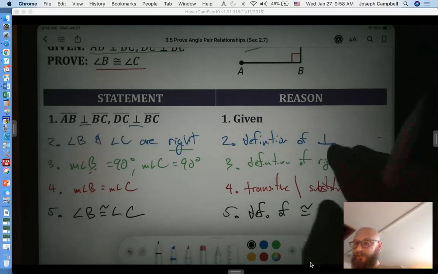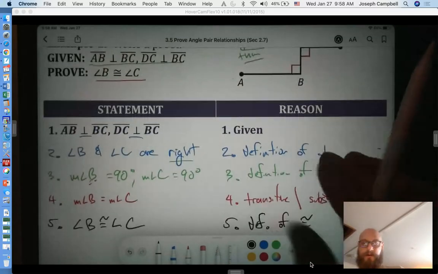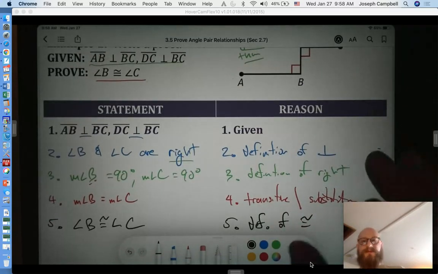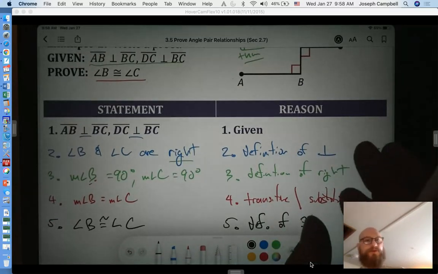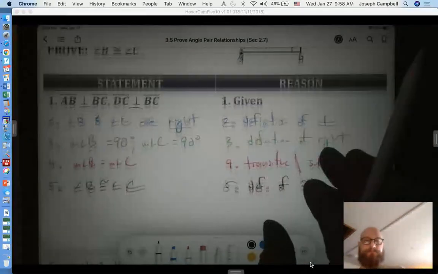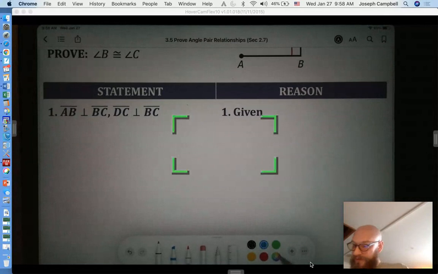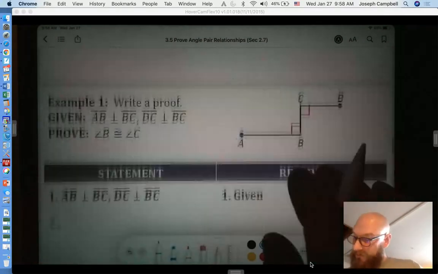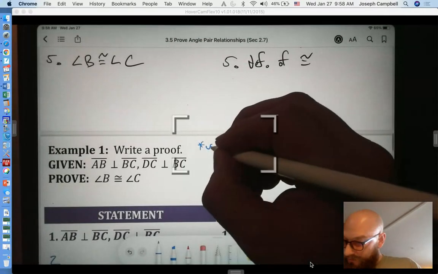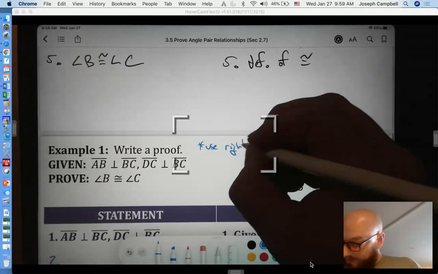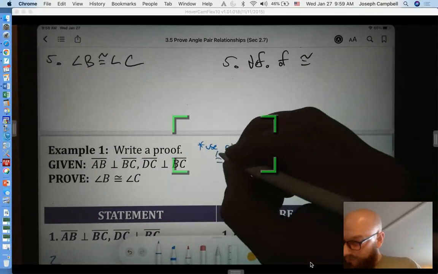Now, we didn't use the right angles congruence theorem there, and it took us 5 steps. Now we're going to do the same proof, but utilizing the right angles congruence theorem. Okay? So you tell me. This time we're going to use the right angles congruence theorem.